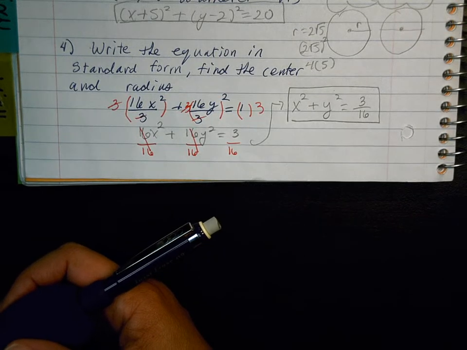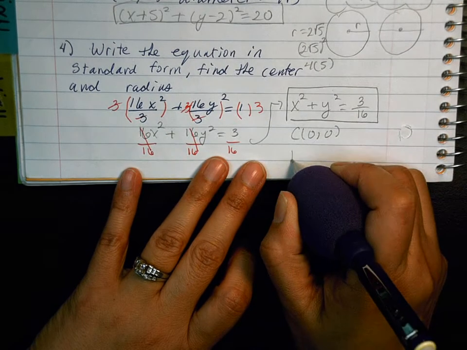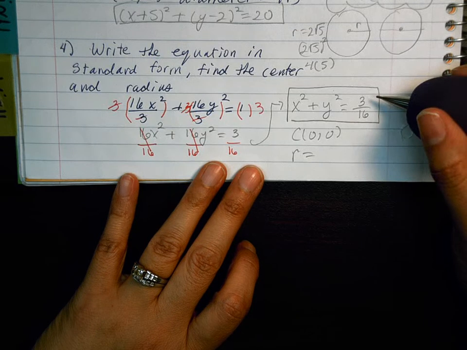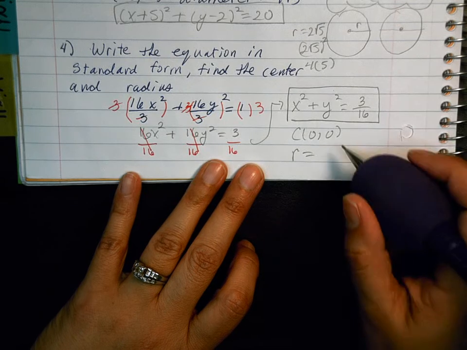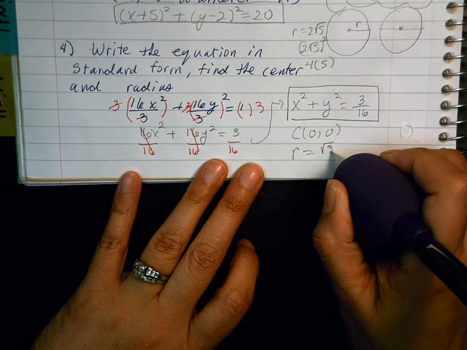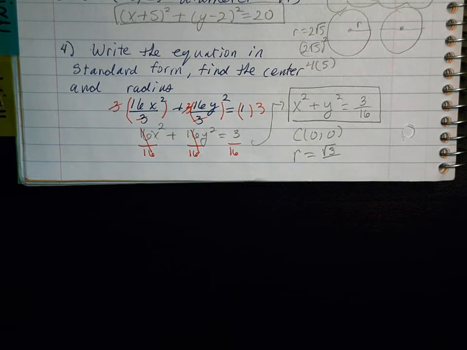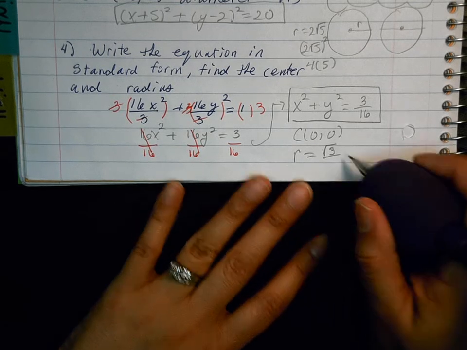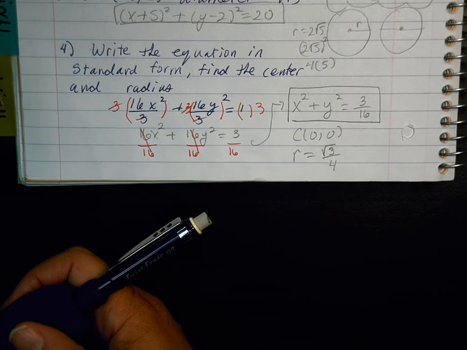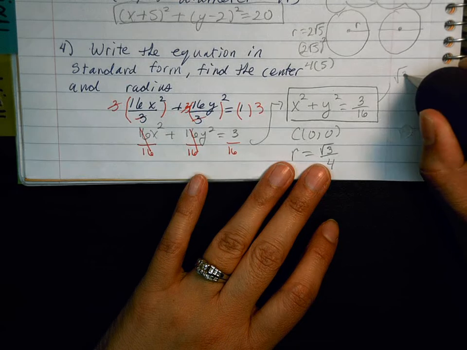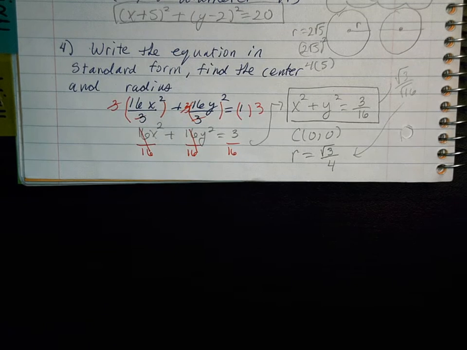What's the center? Thank you, it's 0, 0. And the radius is the square root of the top over the square root of the bottom. The square root of the top is just going to be root 3. What's the square root of the denominator if it is a perfect square? Does everybody see how we get root 3 over 4? Square root of 3 over square root of 16 becomes root 3 over 4. Questions?